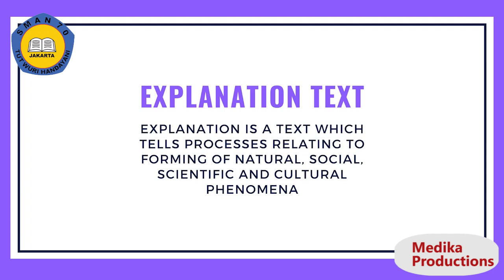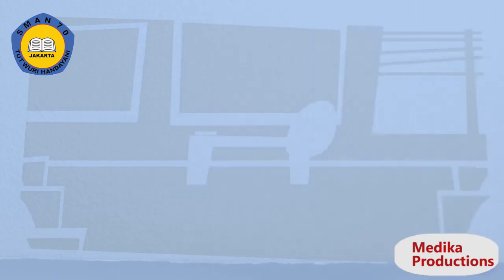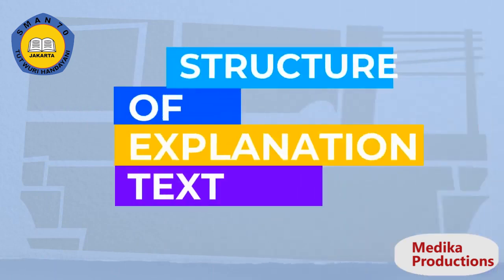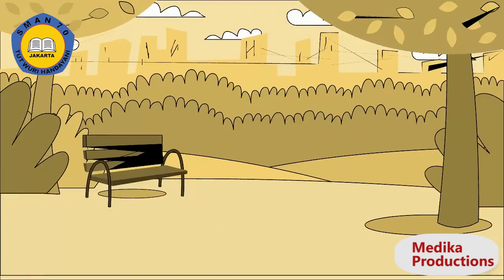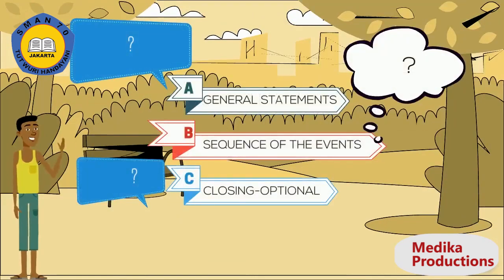So the first, I want to tell you about the definition of explanation text. Explanation text is a text which tells processes relating to forming of natural, social, scientific, and cultural phenomena. And the second, I want to explain about the general structure of explanation text. The first structure of explanation text is the general statement. The general statement states the phenomena.